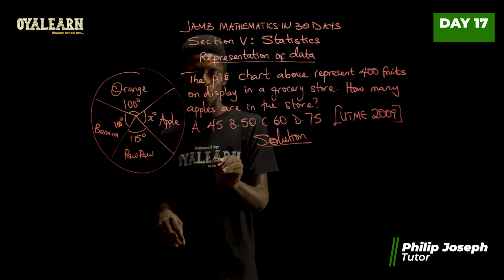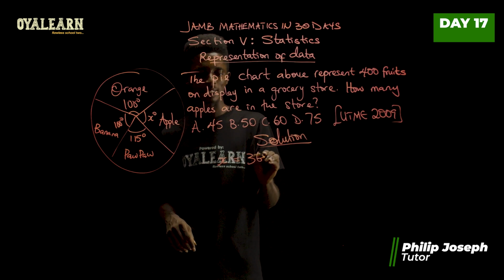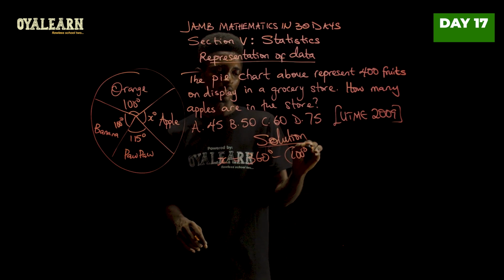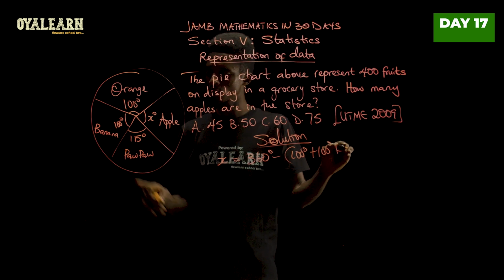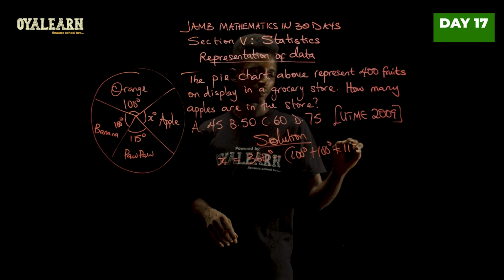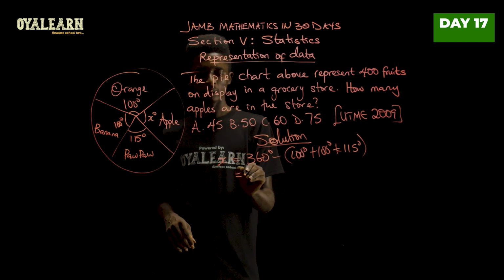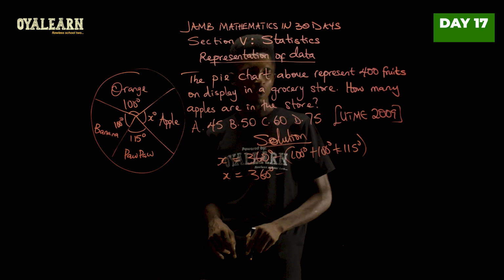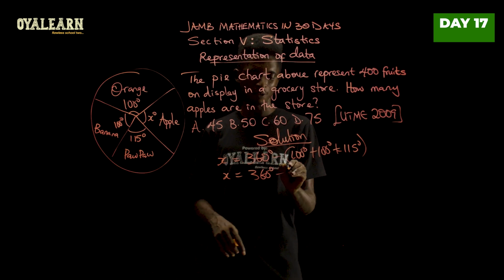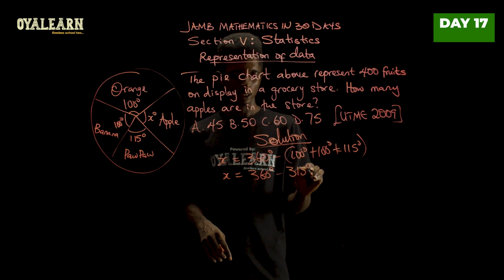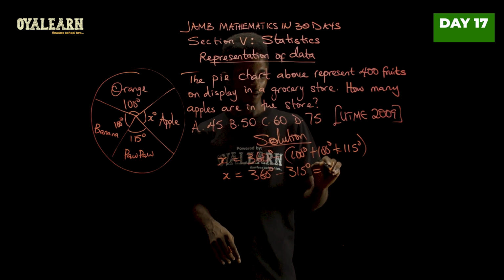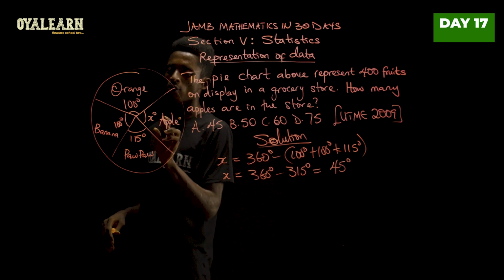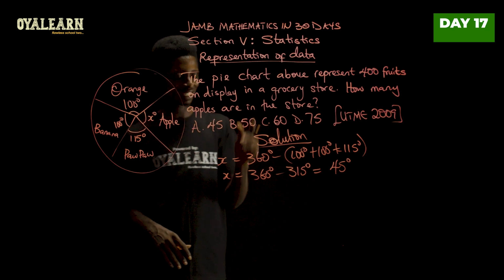So the sector for apple, X, will be given by 360 degrees minus the sum of the others. So 100 degrees plus 100 degrees plus 115 degrees. Now this gives us 360 degrees minus, when we add this up, this is 315. So we get 45 degrees.